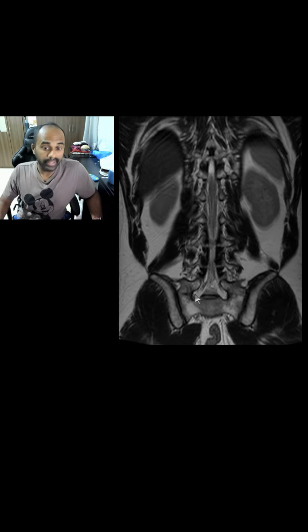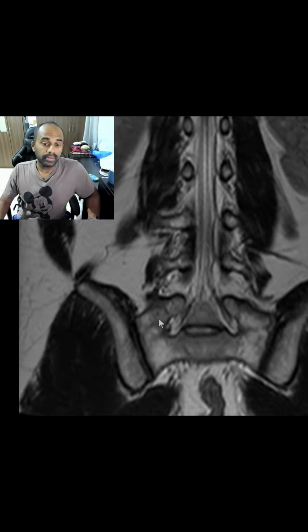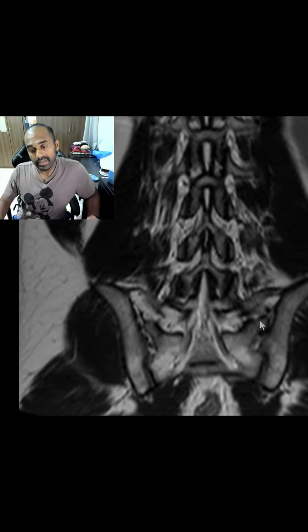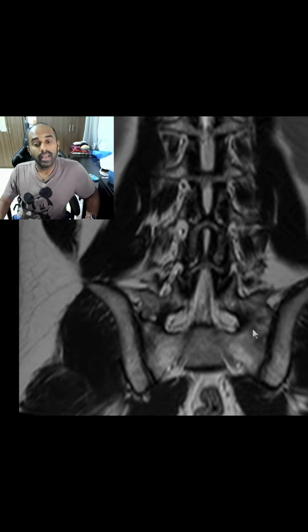So when both the transverse processes are completely fused, in the Castelvi classification, B stands for bilateral. So this will be a type 3B type of transitional L5 vertebra.